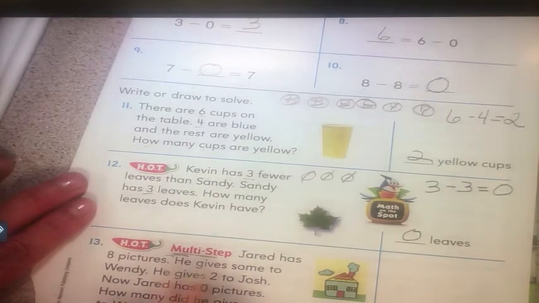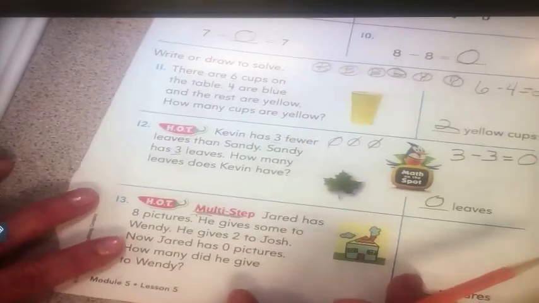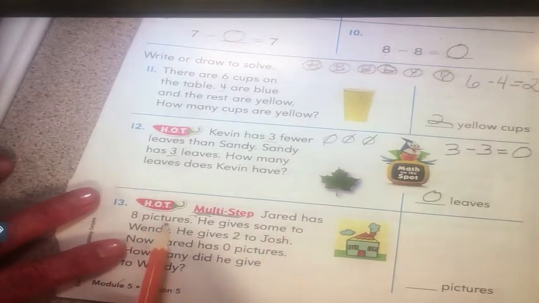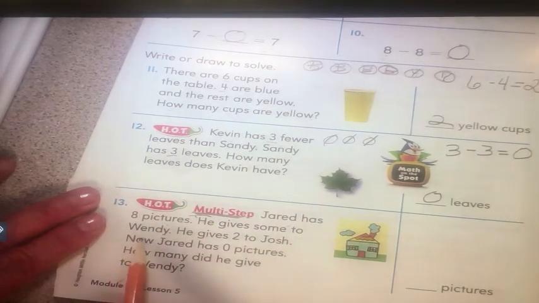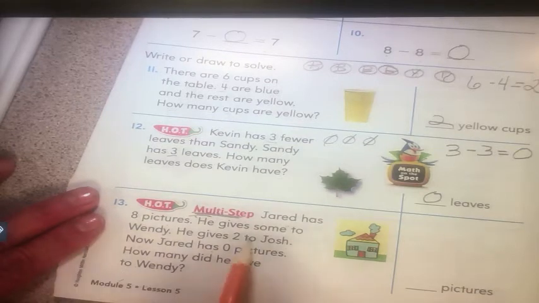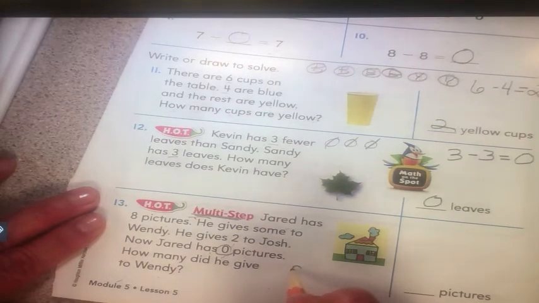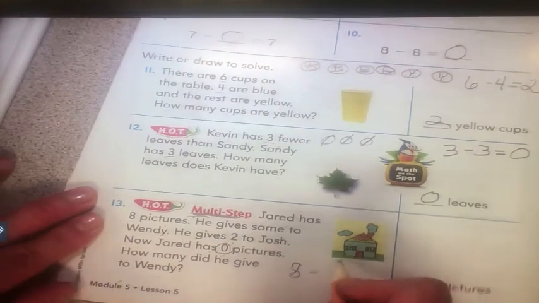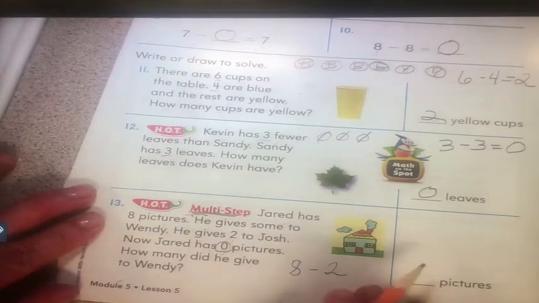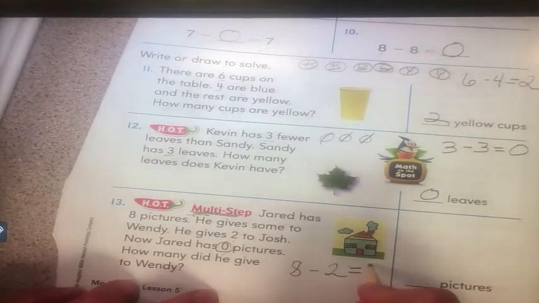Multi-step, what does that mean? More than one step. Jared has 8 pictures. He gives some to Wendy. He gives 2 to Josh. Now Jared has 0 pictures. How many did he give to Wendy? Well, if he gave Josh 2, that means he gave the rest to Wendy since there's 0. So we're going to find the difference, right? So you're going to say 8 minus 2 to Josh equals what? 6.